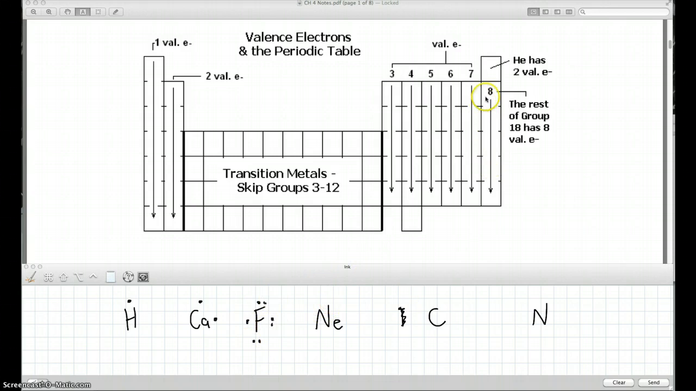Ne, neon, is in this last column here, so it gets a total of 8. And I'm going to do that same pattern again. 1, 2, 3, 4, 1 on each side, and then go around and pair them up.